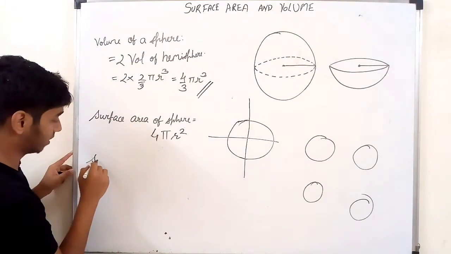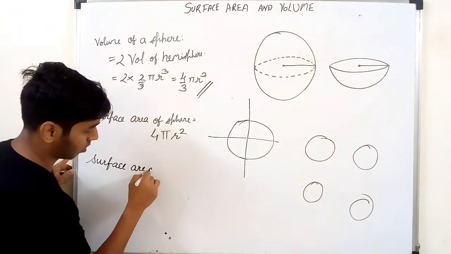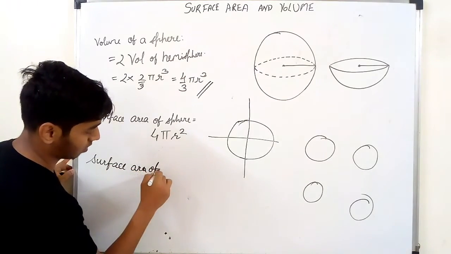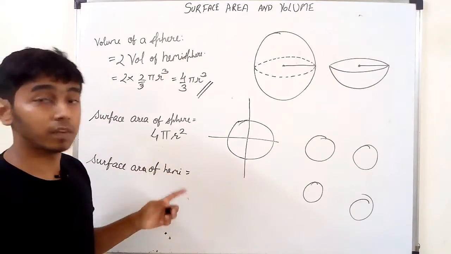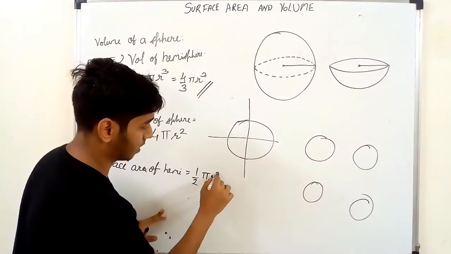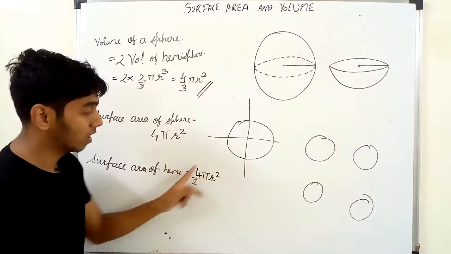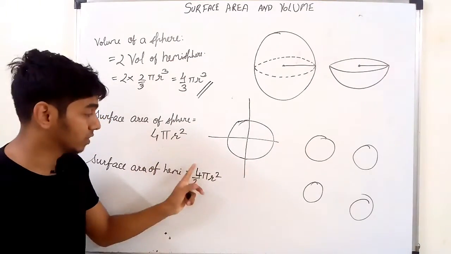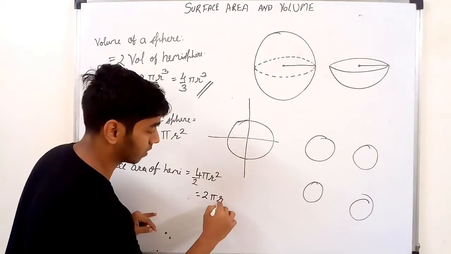And if you want to find the surface area of a hemisphere, it will be half of this whole, which is 4 by 2 pi r square, so that is 2 pi r square.